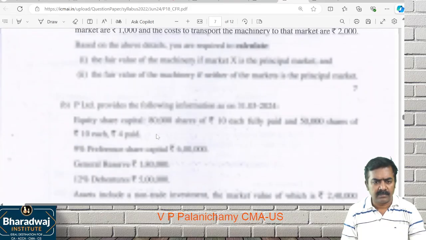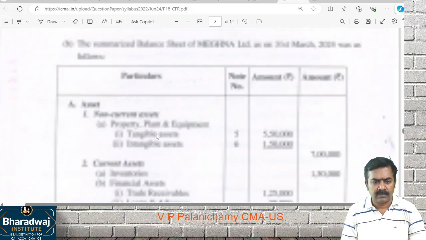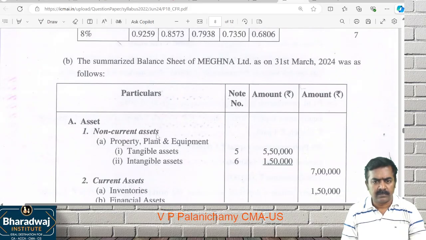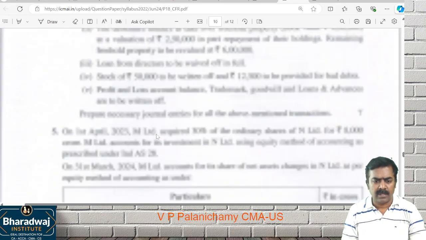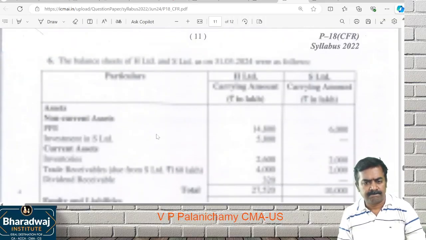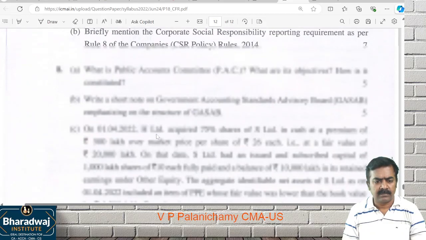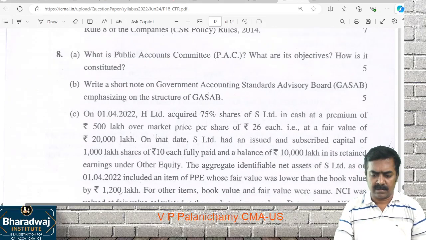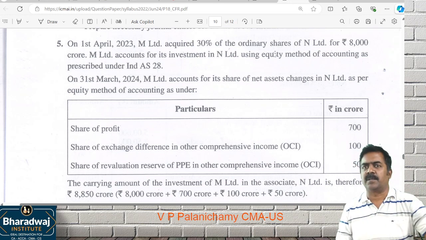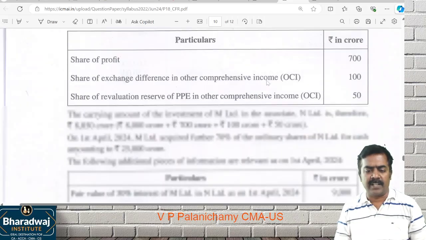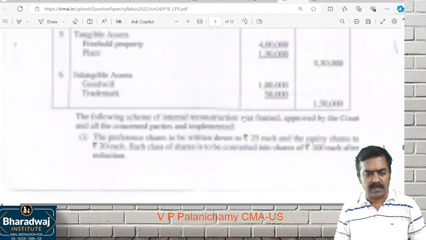Release account. Internal reconstruction. Holding and subsidiary. This we can do only after learning the consolidated balance sheet. 30% step by step we will acquire the company and become a holding company. How to find out the goodwill or gain on bargain purchase, we'll do that separately.